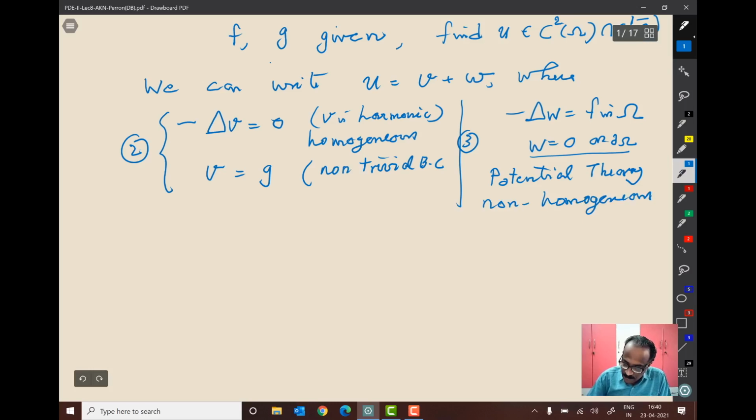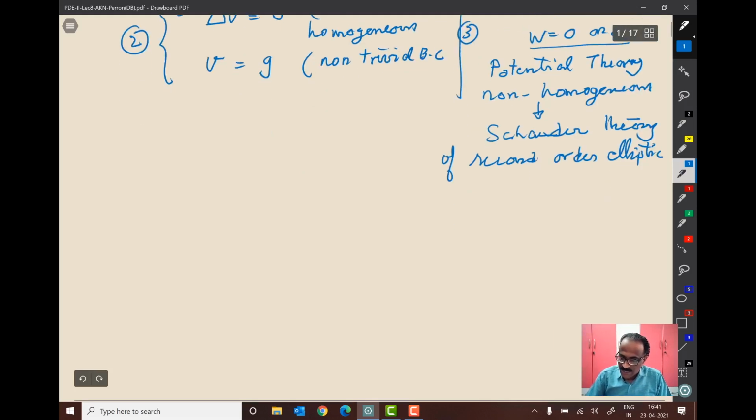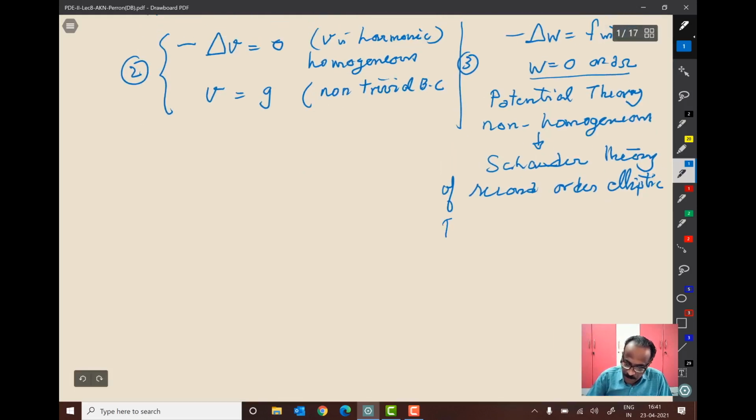And what eventually comes after studying this, we will not do in this course. Then there is a more general theory, the Schauder theory of second order elliptic operators. If you want to understand this, you can see the reference Gilbarg and Trudinger, if you want to see more.